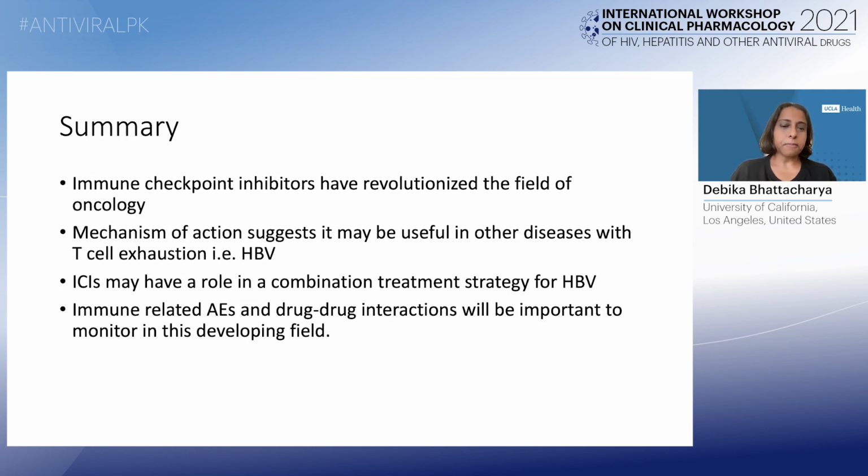In summary, immune checkpoint inhibitors have revolutionized the field of oncology. The mechanism of action suggests that it may be useful in other diseases with T cell exhaustion, including hepatitis B. That was also demonstrated, at least in one participant, in a proof of concept study with nivolumab. Immune checkpoint inhibitors may play a role in a combination treatment strategy for hepatitis B. In fact, it's really being looked at by a lot of companies that are developing novel therapeutics for hepatitis B. However, it's going to be important to look at immune-related adverse events and drug-drug interactions, and these will be important to monitor in this developing field.